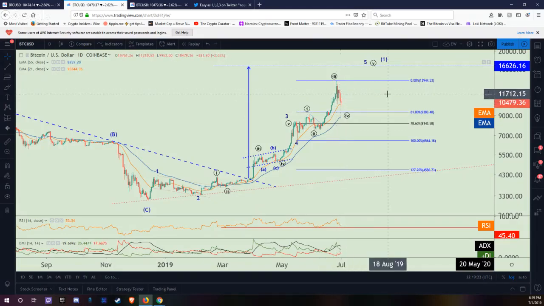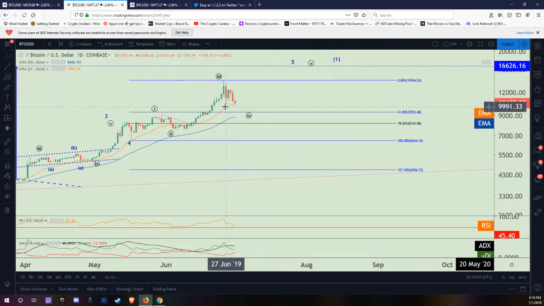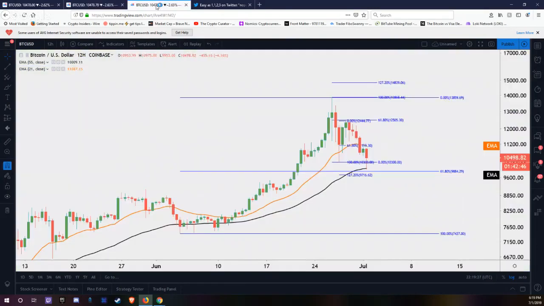And when I say an ABC zigzag, if you blow this up, you've got this A here, you've got the B here, and it goes down here. You can see it a lot better on the 12-hour. Here's that A, here's the B, and here's the C.